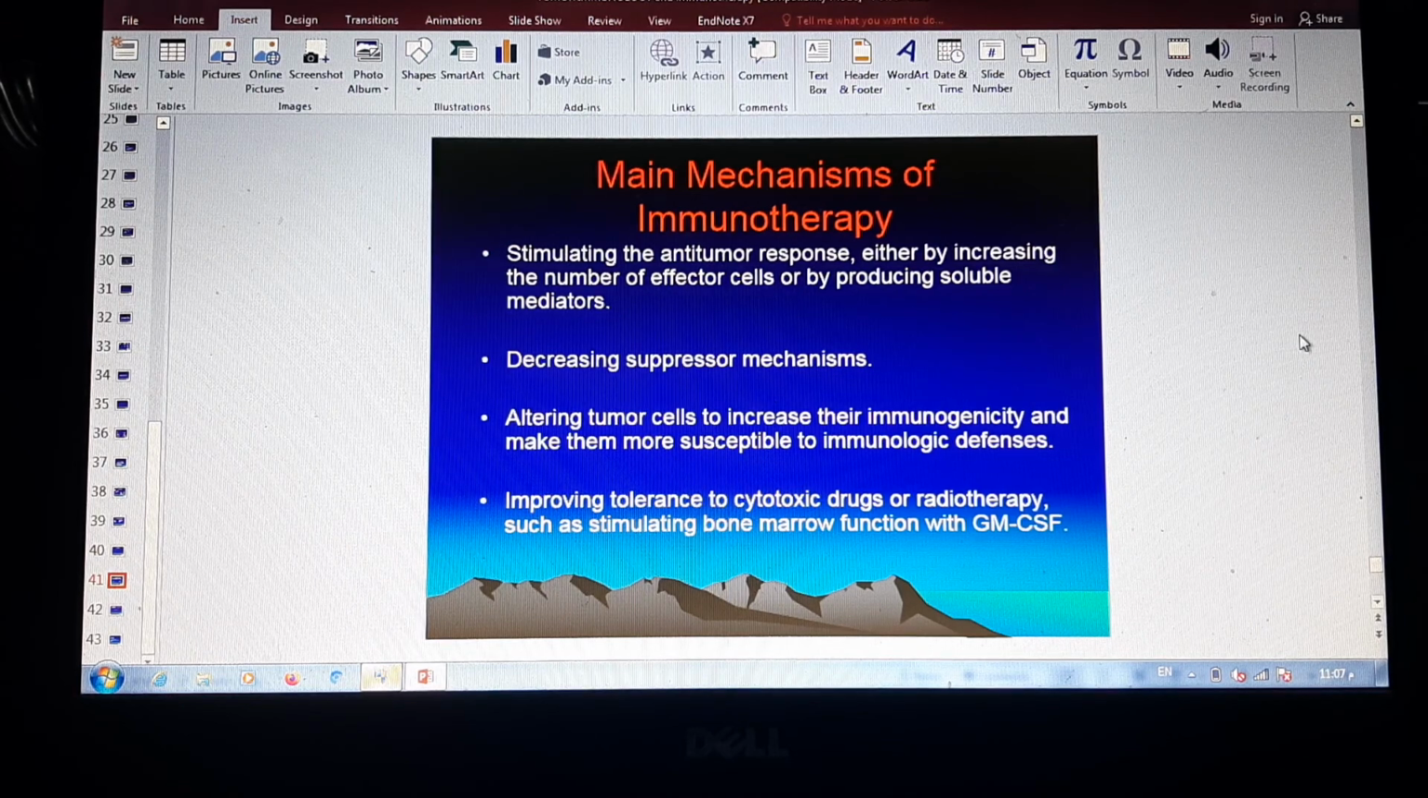Fourth is improving the tolerance to cytotoxic drugs or radiotherapy, such as stimulating bone marrow function with granulocyte monocyte colony stimulating factor.